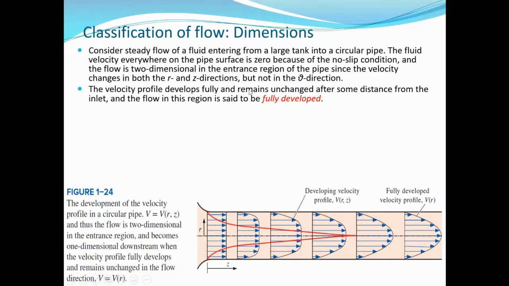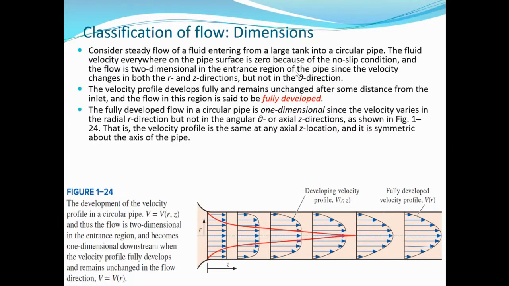Okay, so the velocity profile develops fully and remains unchanged after some distance from the inlet, and the flow in this region is fully developed. Okay, so this velocity profile is maintained in the subsequent flow direction. Okay, and here the flow doesn't really vary along the theta direction, that is if we are using the cylindrical coordinate system. The fully developed flow in a circular pipe is one-dimensional, since the velocity varies in the radial direction only, but not in the angular or axial direction. As the flow becomes fully developed, this velocity profile is maintained throughout.